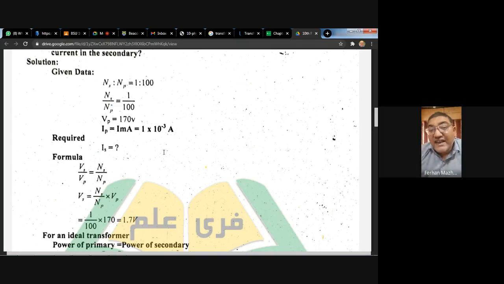So the voltage in the secondary now I know is 1.7 volt. Now you see, I know the voltage in the primary, that is 170 volt. I know the voltage in the secondary, that is 1.7 volt. I know the current in the primary, that is 1 exponent minus 3 ampere. And we want to know the current in the secondary. So we will use that famous equation that the power in the primary is equal to the power in the secondary. This is about an ideal transformer.